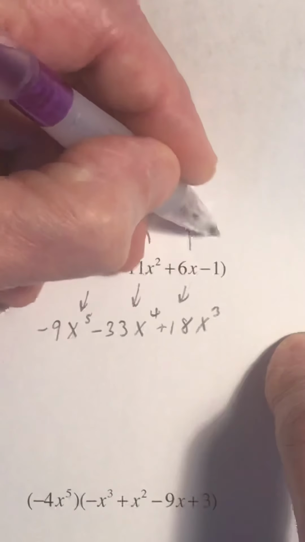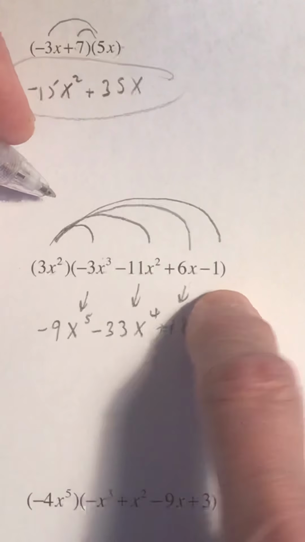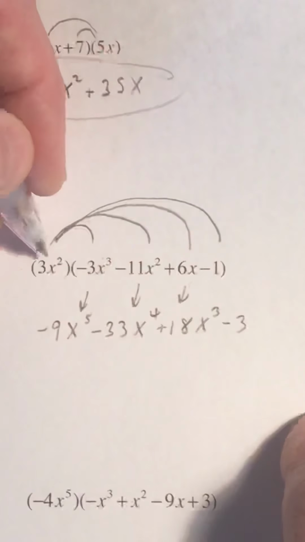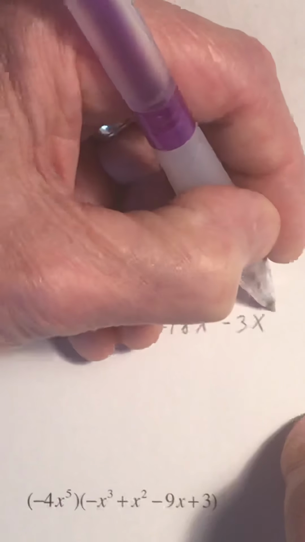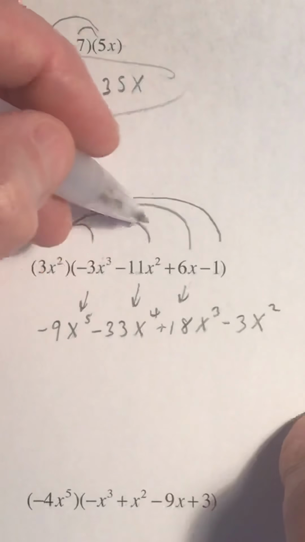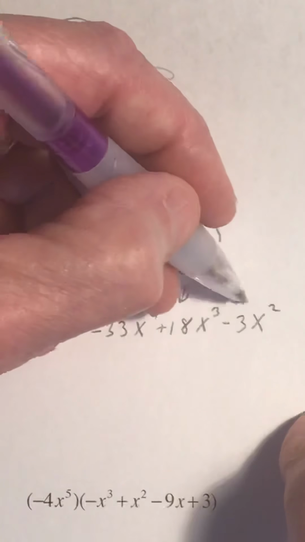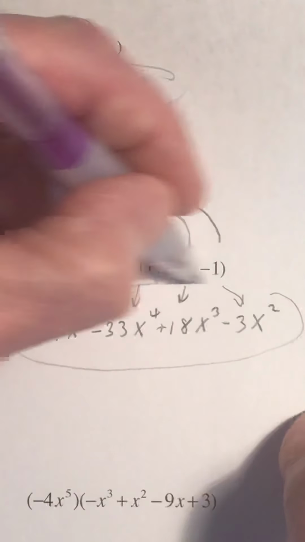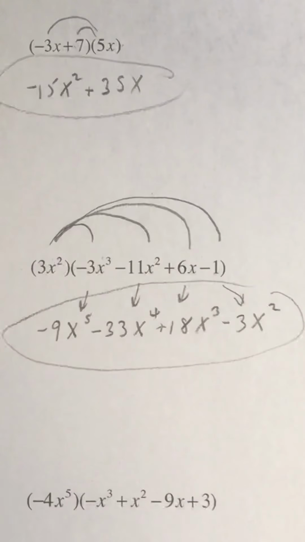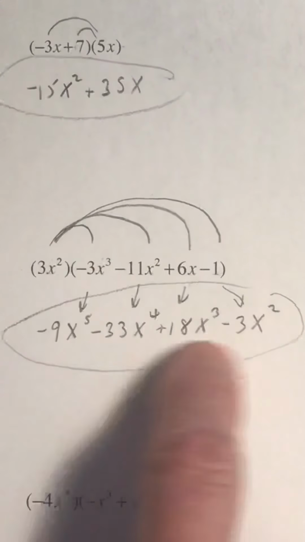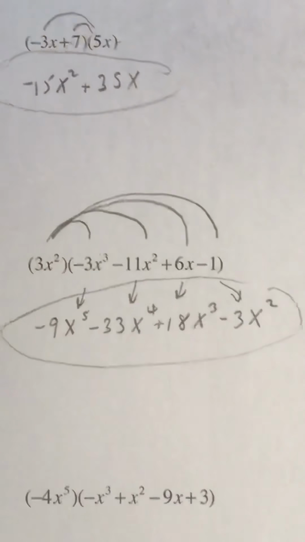And lastly, 3x squared times the negative 1. The 3 times negative 1 makes a negative 3. And the x doesn't change because there was no other x to interact with it. So there's our answer for that. And no like terms, so nothing can be added or subtracted.